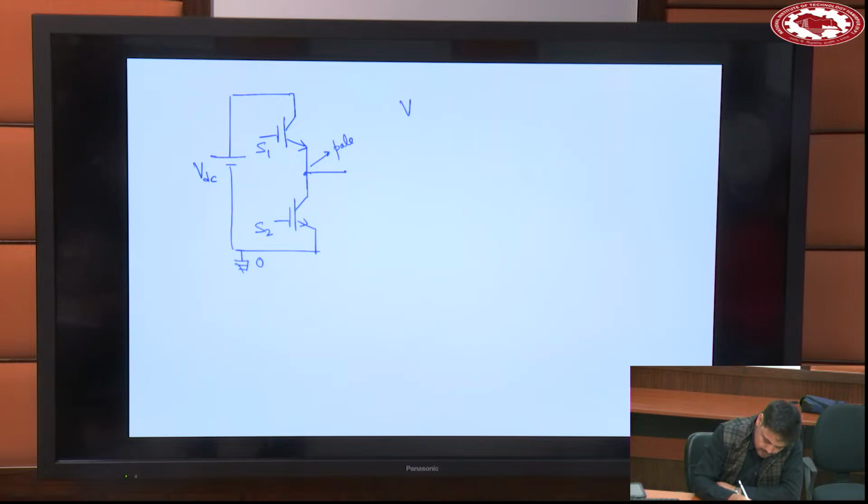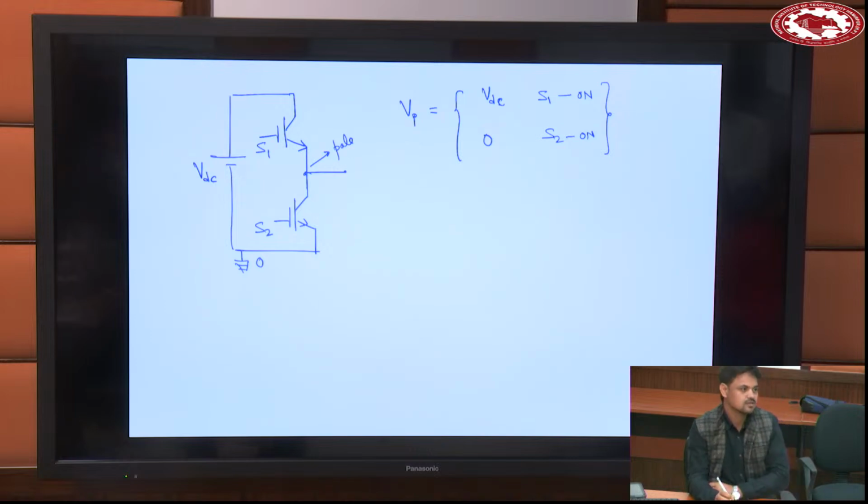So what is the pole voltage? Two possibilities are there. When S1 is on, this is VDC, and 0 when S2 is on. And S1, S2 cannot be turned on at the same time because it will result in a dead short circuit. So this is known as pole voltage.